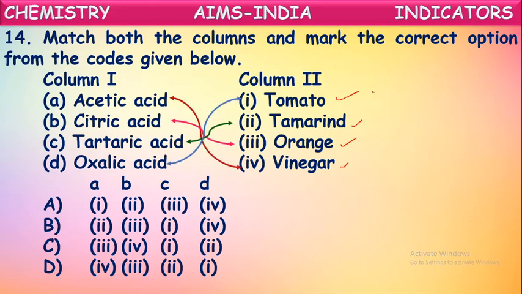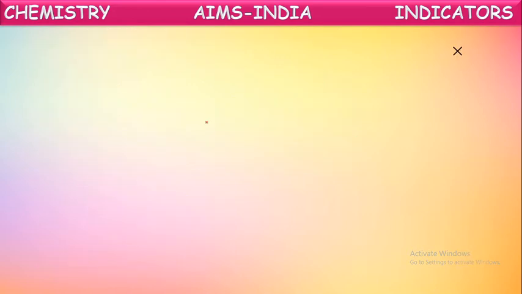See the matching here. Now select the correct option. A is matched with 4. A is matched with 4 only in D. Okay, this will be the correct answer. Now let us check the remaining also. B3, yes. C2, of course. D1, yeah, it is correct matching. Acetic acid is in vinegar, citric acid is found in oranges, tartaric acid is found in tamarind, oxalic acid is found in tomato. Okay, next.